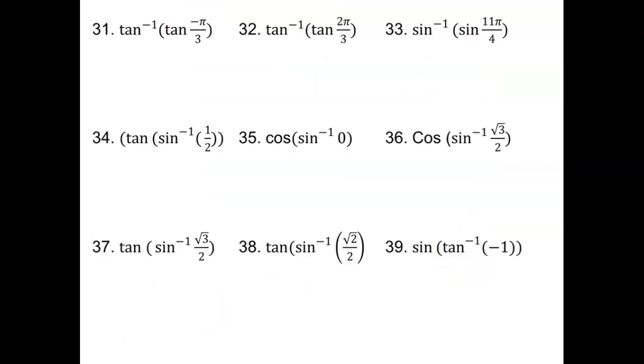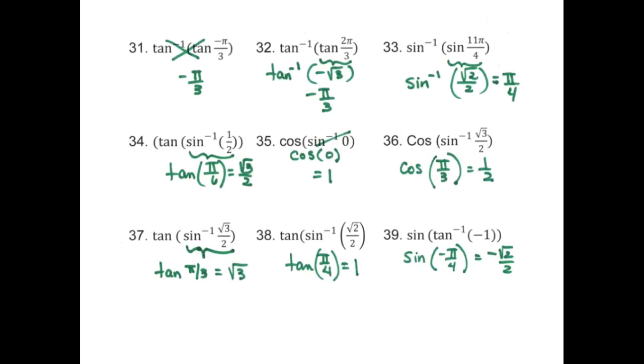Okay, here's a few more for you to try. Okay, this one is for tangent. This is between negative pi over 2 and positive pi over 2. So we do get the cancellation property to hold there.